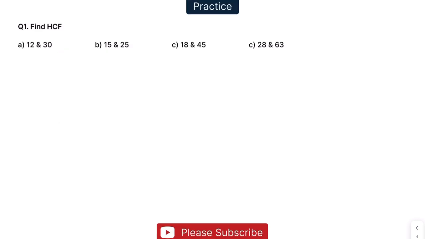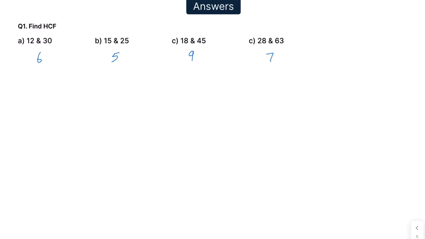Now here's some practice questions for you to have a go at. Press pause and have a go before we move on to slightly harder examples. So here's the answers, mark your work. So hopefully you found that C and D were slightly trickier to find than A and B.